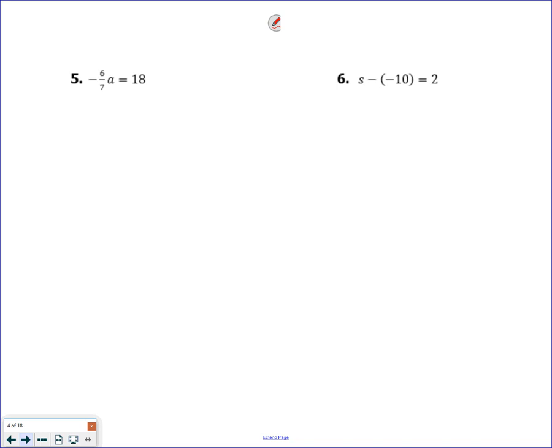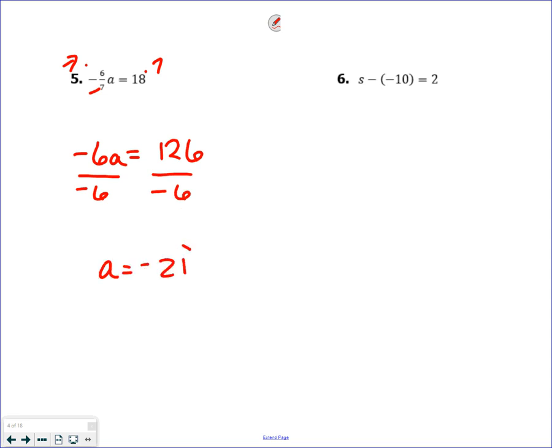Now, this one you can do a variety of different ways. I'm going to break this down into 2 steps. I'm going to first multiply both sides by 7. That will get rid of the fractions. You end up with just negative 6a. And then multiplying by 7, you get 126. And then you divide by negative 6. a would equal negative 21.